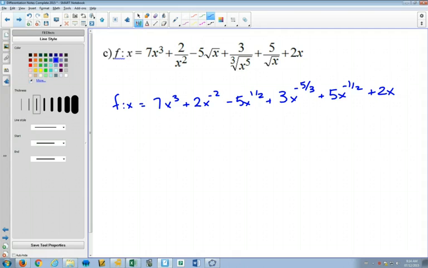So there's our preliminary step. I changed any x's that were in the denominators to negative exponents. I took all my radicals and changed them to rational exponents. Some of them I had to change to rational exponents and then make them negative exponents.